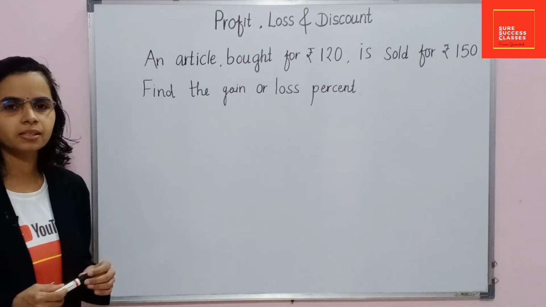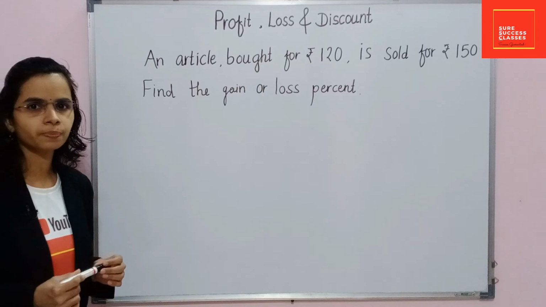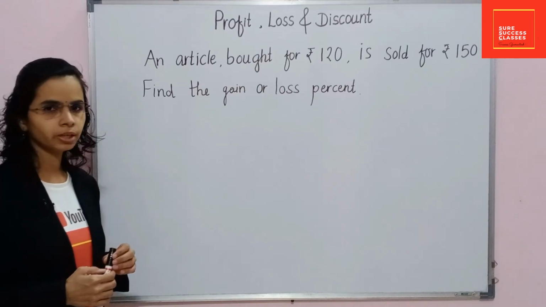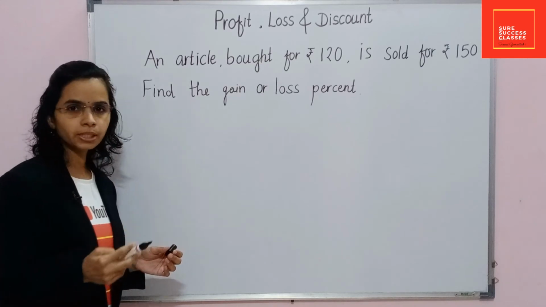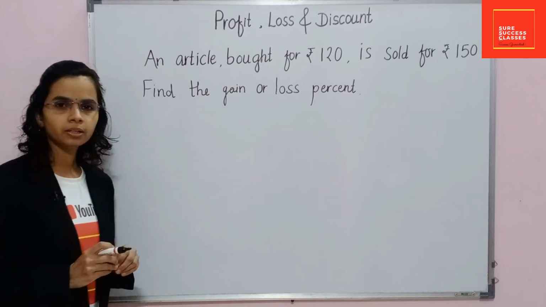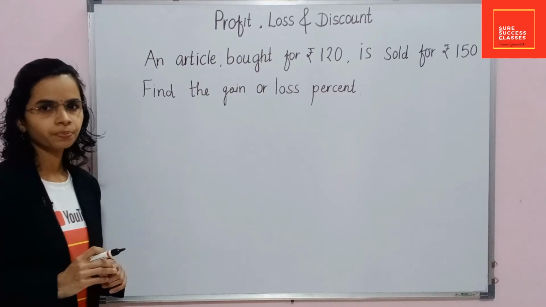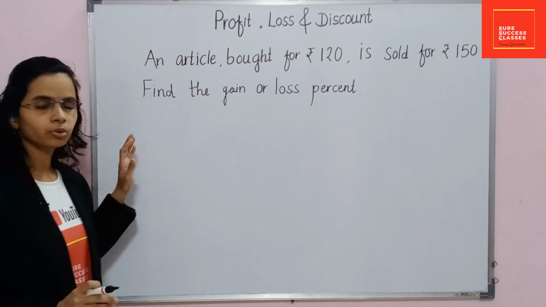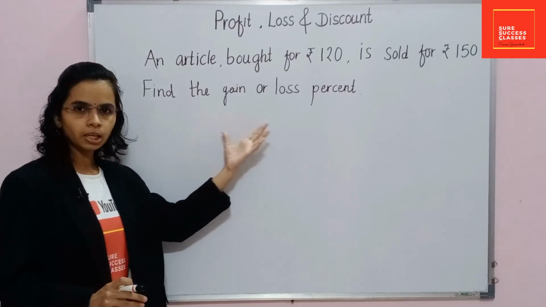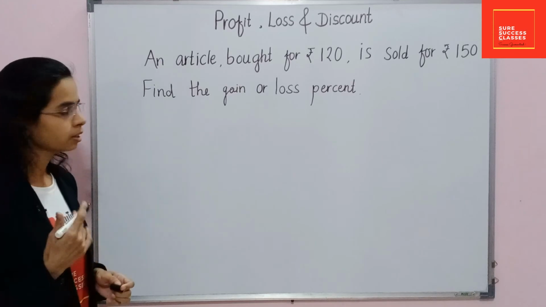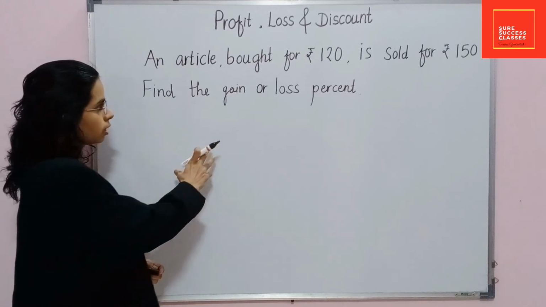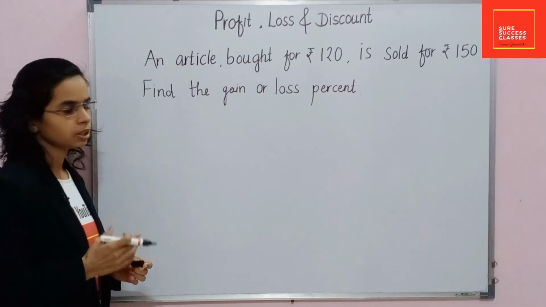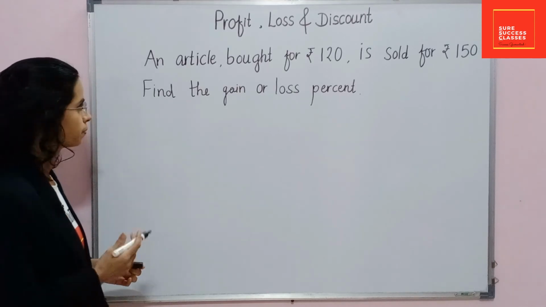Let's try to understand this concept with some practical problems. The question given is, an article bought for rupees 120 is sold for rupees 150. Find the gain or loss percent. If you observe this question, here we have to first find out whether there is gain or loss, and then we will go for gain percent or loss percent. So first we will find out whether gain or loss is there.